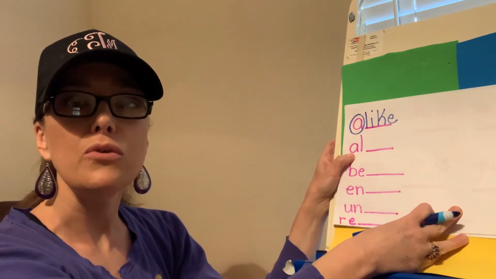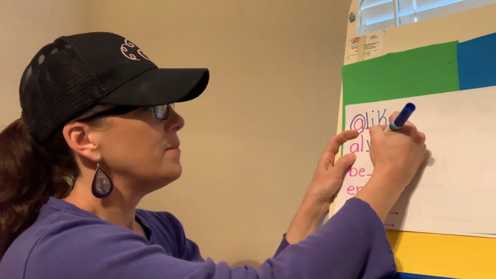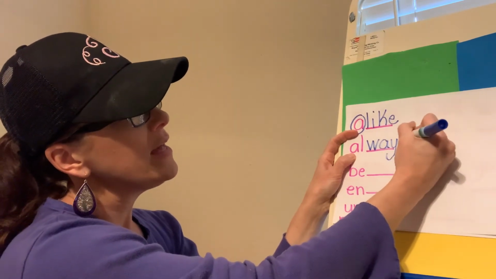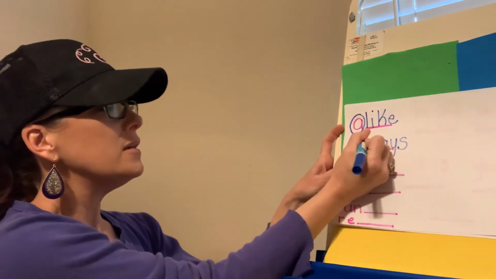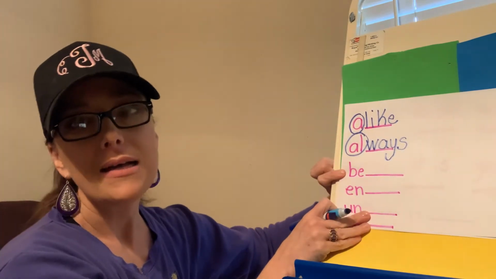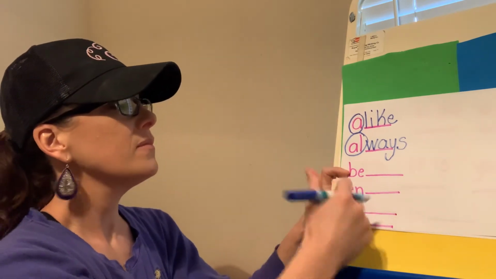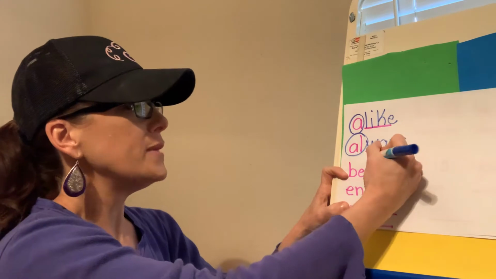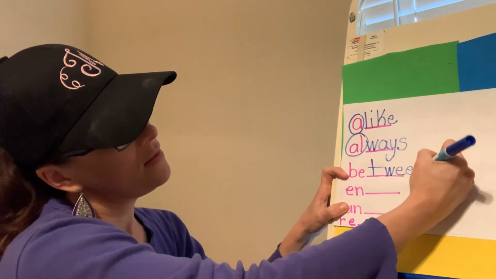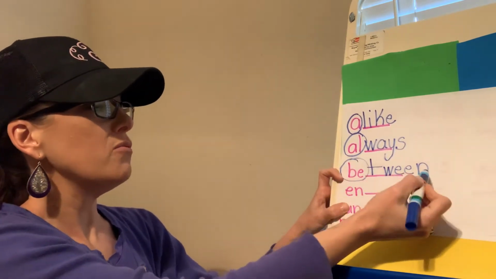Can you think of a root word for all? How about always? Dad and Mom will always love you. Underline your root word ways. Circle your prefix all. Be and because. Did you think of one? Between. Circle be in because, underline the root word.